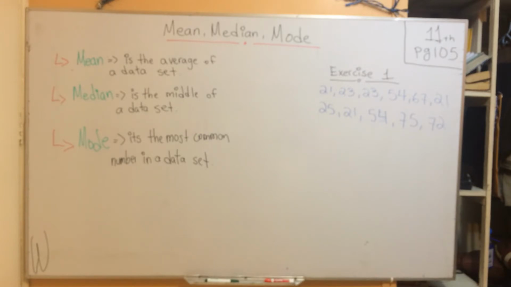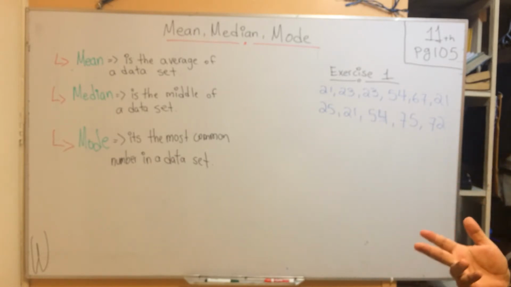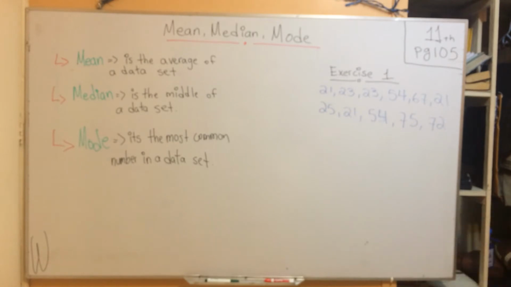Now, the mode is the most common number in a data set. So if we have a group of numbers, the mode is going to be the number that repeats itself the most. Sometimes we might have two modes, depending on the data set. Perfect. So let's take this exercise first.